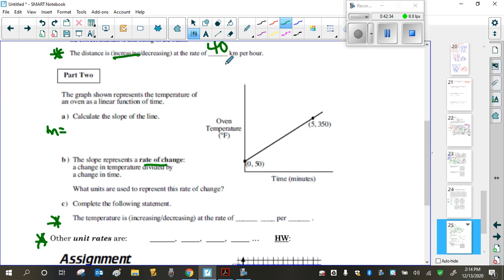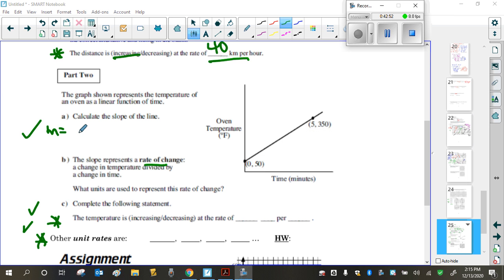So we just did kilometers per hour as a unit rate. There's other unit rates we see in the world. So go ahead and find the slope and fill in the blanks. Pause it now, and when you're done, you can unpause the pause.